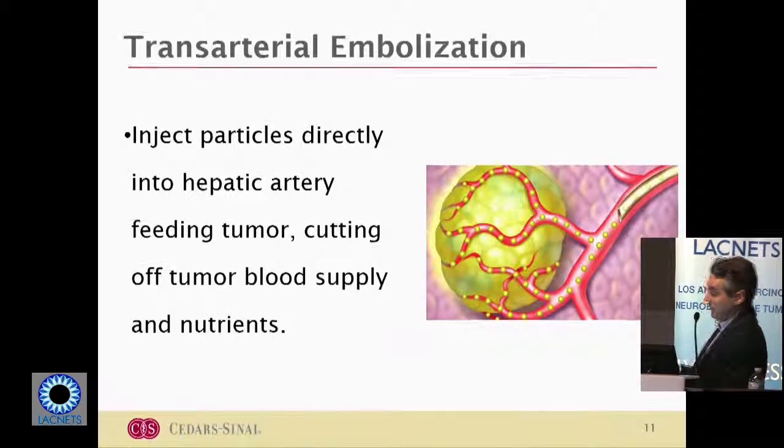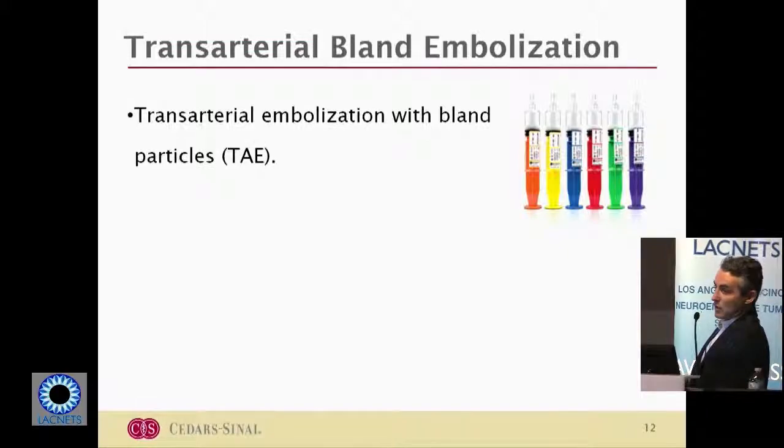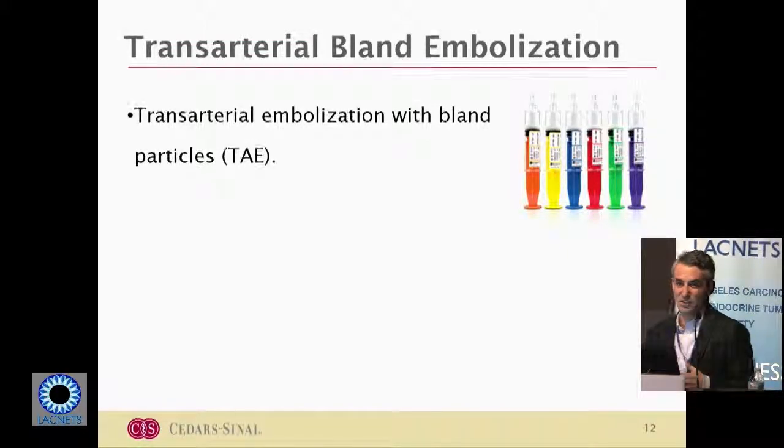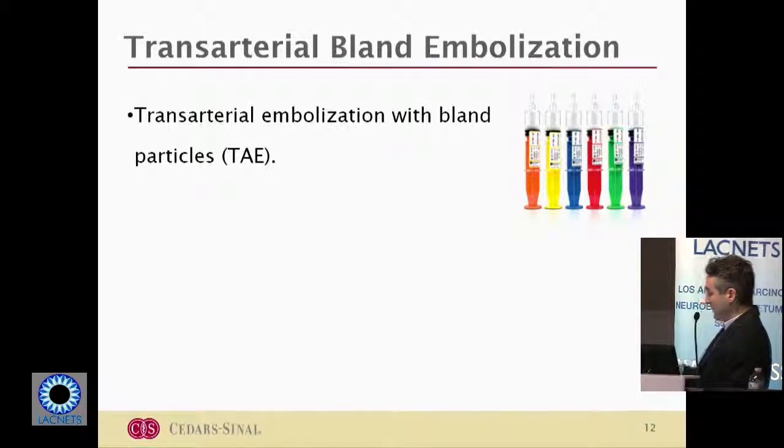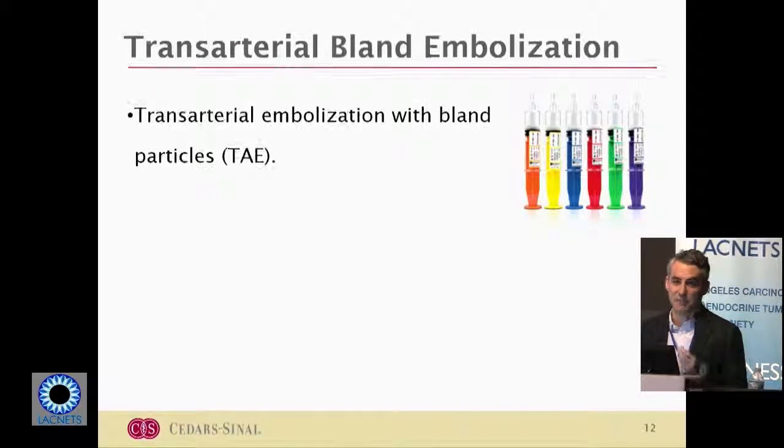So this is a picture, this is a hepatic artery. Basically, this is a tumor, and this is our catheter, and we're injecting our particles, our embolic material, into these arteries and into that tumor. So we'll start with bland embolization first. These are just basically microspheres. We say bland because there's no chemo or radiation attached to them. The idea behind this is that these particles will just simply block the blood flow and starve the tumor of oxygen and nutrients and cause cell death.